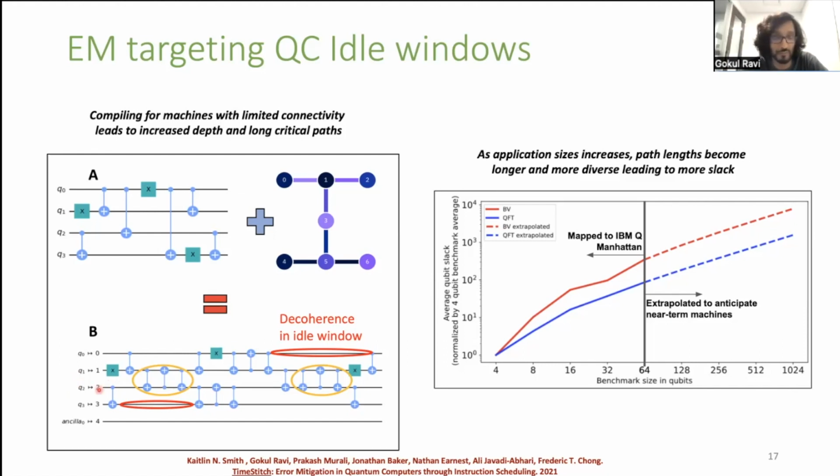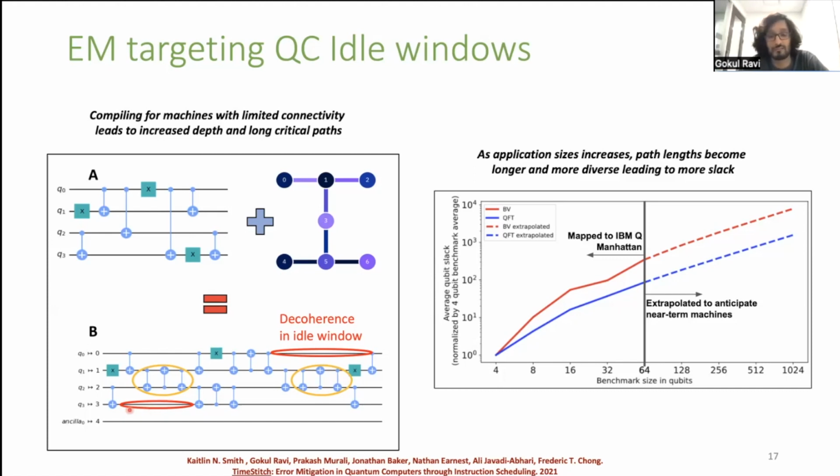So Q2 is being swapped with Q1, and then Q0 is performing its interaction with Q2, right? So you can see a swap over here, and similarly, you can see another swap to the end. But what happens when these swaps are inserted is that other qubits like Q0 and Q3 go through extended periods when they are not performing any operation, and these are known as idle windows.